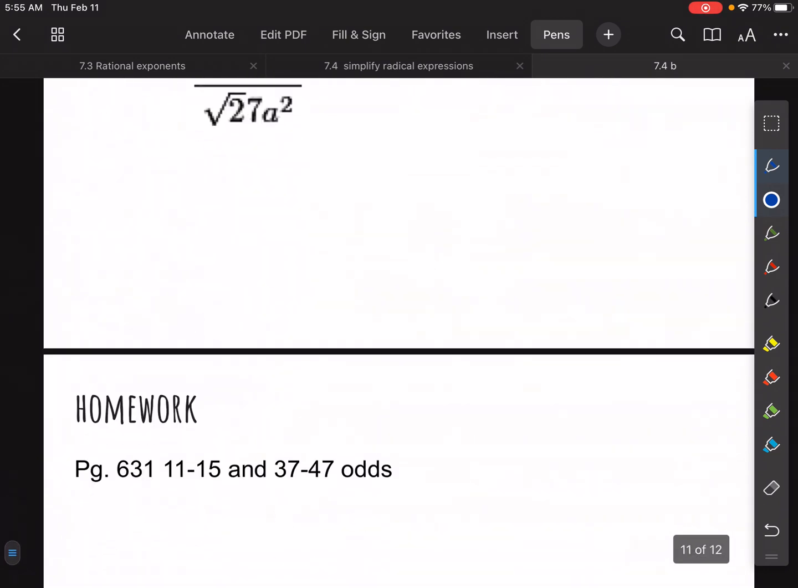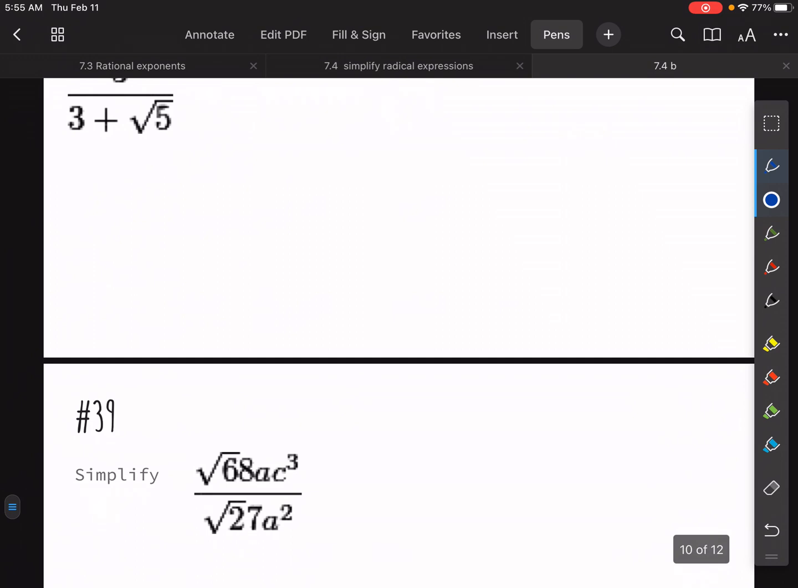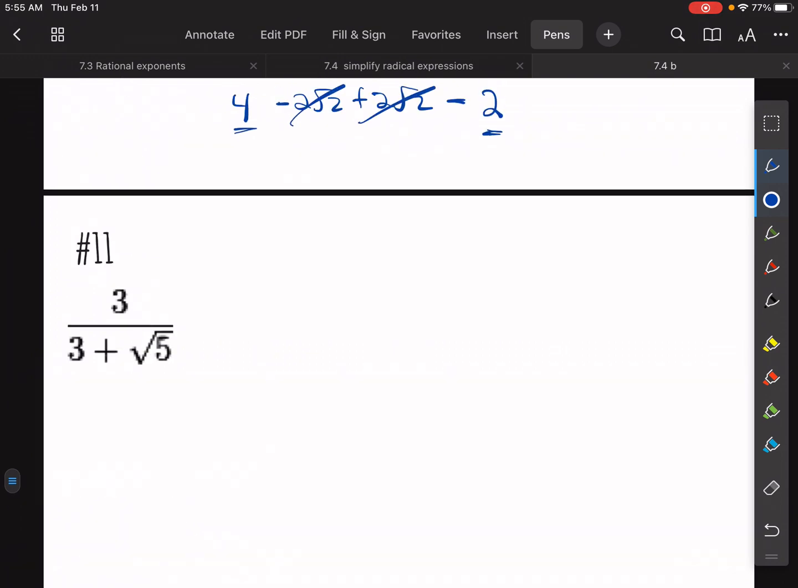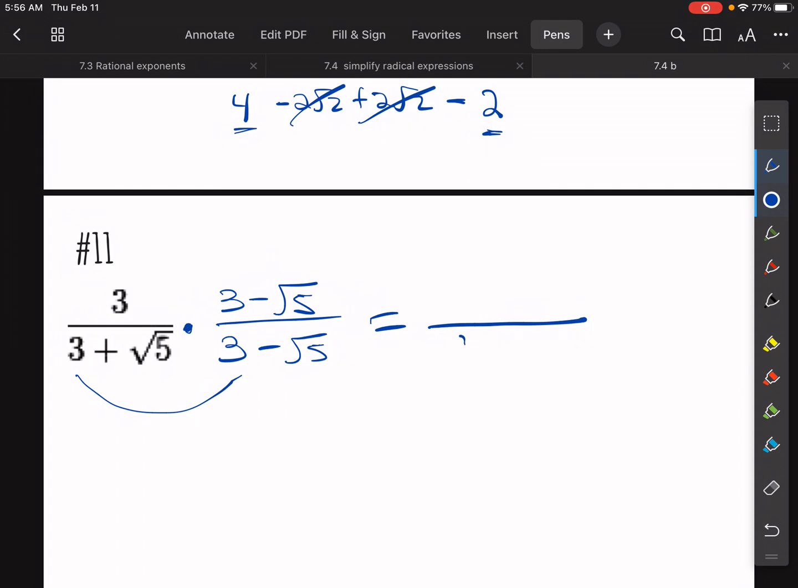So that's example 5. Let me work number 11 with you real quick on this one. So this is number 11 from your homework. Okay, so another conjugate problem. I'm going to multiply this by 3 minus root 5. I'm at least going to start this for you. So when I do this, what I end up with is 3 squared, which is 9, minus the square root of 5 squared, which is just 5. So it's 9 minus 5. Okay, I'm going to let you distribute the top out and simplify the bottom there.